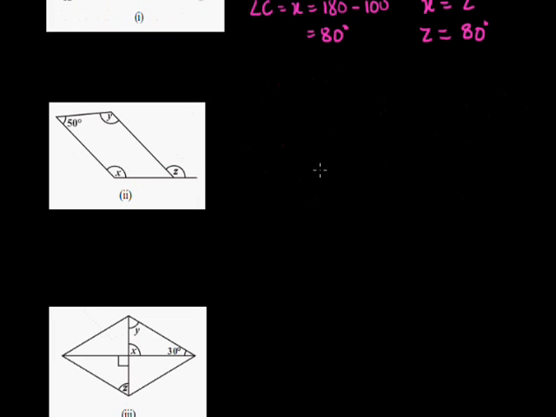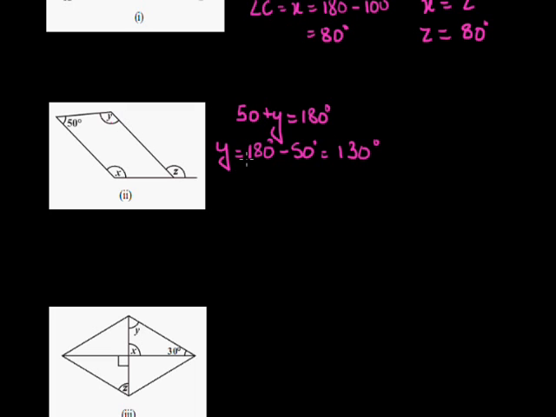Coming to the second part. In the second question, again we have to find the value of X, Y and Z. Now this is a parallelogram, so I can say 50 plus Y is equal to 180 degrees. So to get the value of Y, I can say 180 degrees minus 50 degrees, that is equal to 130 degrees. So the measure of this angle Y is equal to 130 degrees.